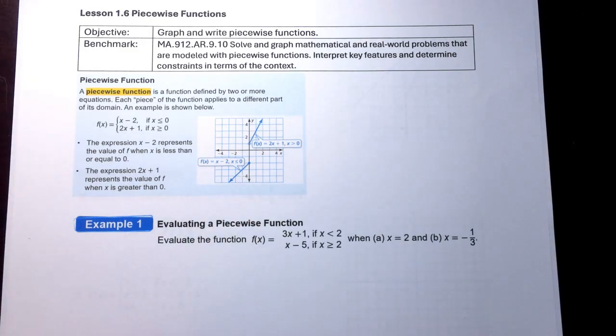Congratulations, you made it to the last lesson in chapter 1. This is Ms. Gill, and we are going to talk about piecewise functions today. So we are going to graph and we are going to write piecewise functions.